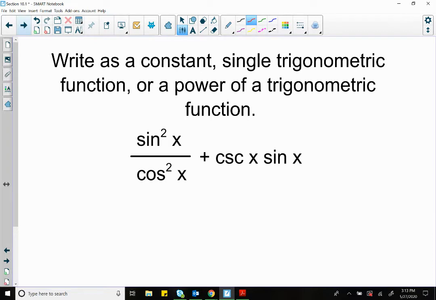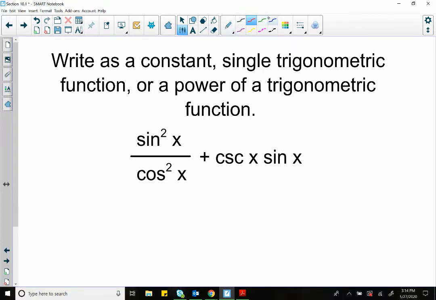Okay, and here again, constant, single trig function, power of a trig function. So notice we've got sines and cosines over here. We've got sine over here. We've got cosecant. Maybe this would be a good idea to turn it all into sines and cosines. I mean, really all we would have to do is fix this. Okay? So let's do that.